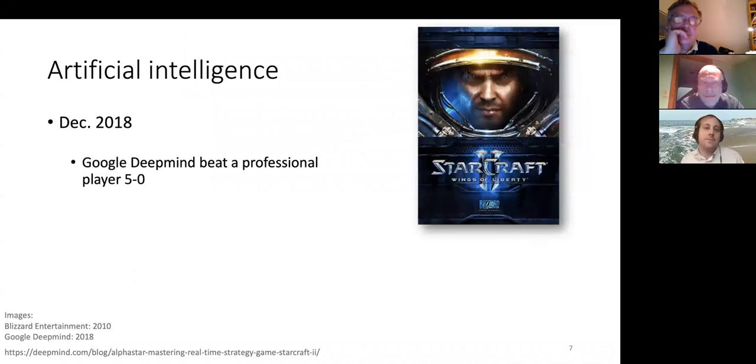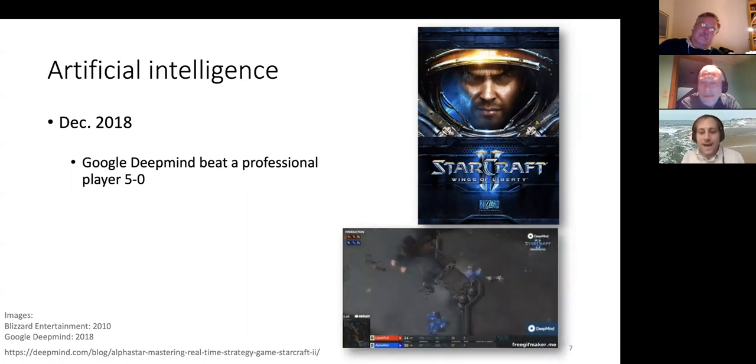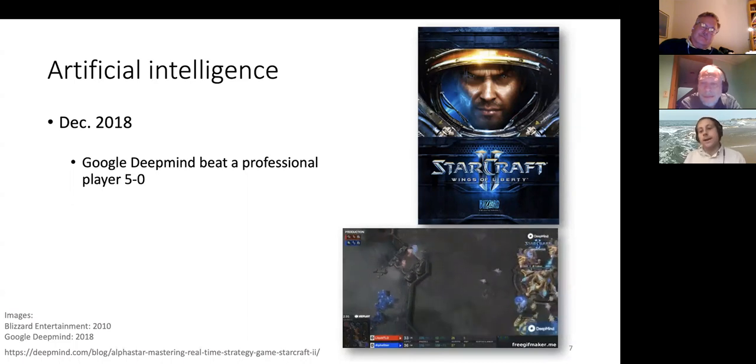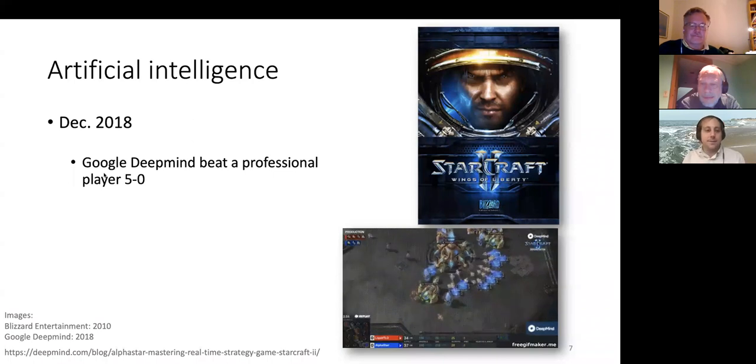Another thing that I've been really excited about watching computing trends over the years is artificial intelligence. And who isn't excited about this? One of the funnest things, I think, is that an AI developed by Google DeepMind was able to beat a human player playing this game called StarCraft. And if you've ever played this game, you know that it's a pretty fast-paced game. There's a lot going on.